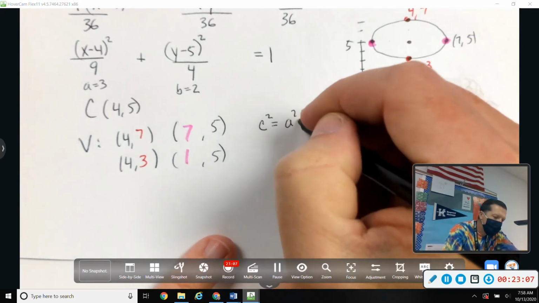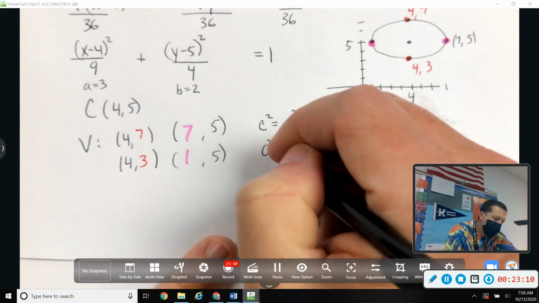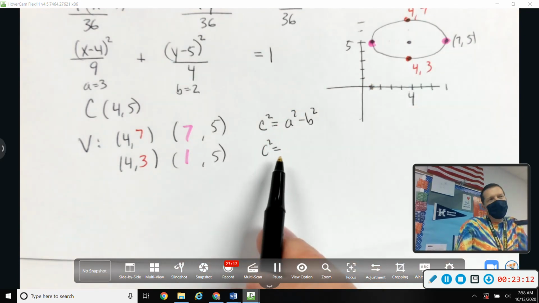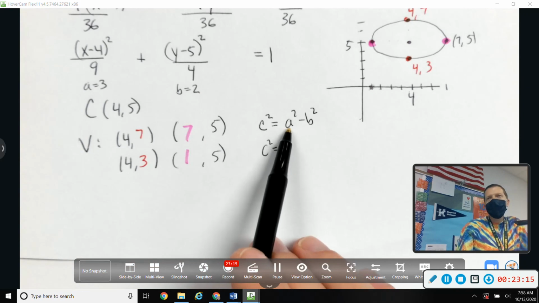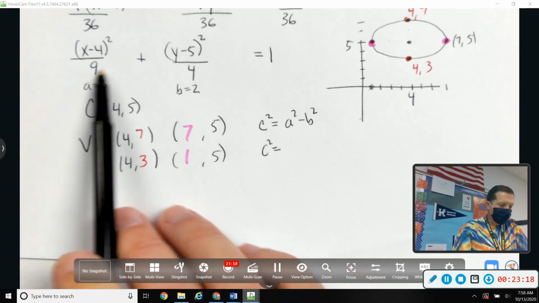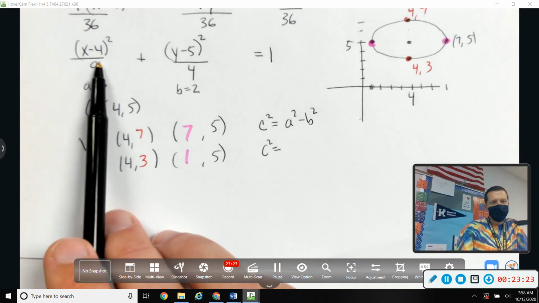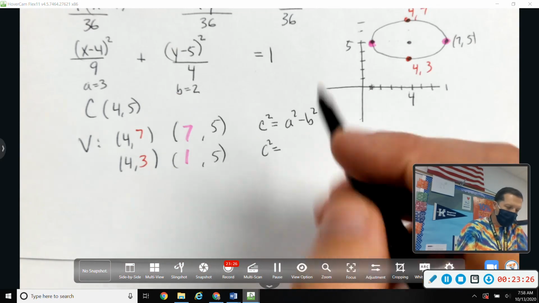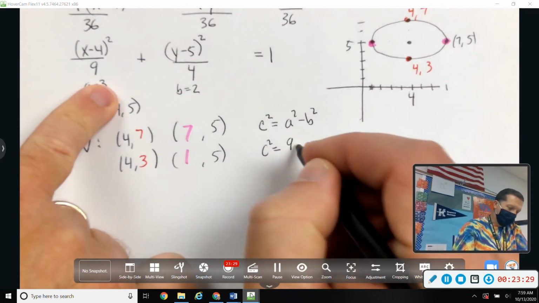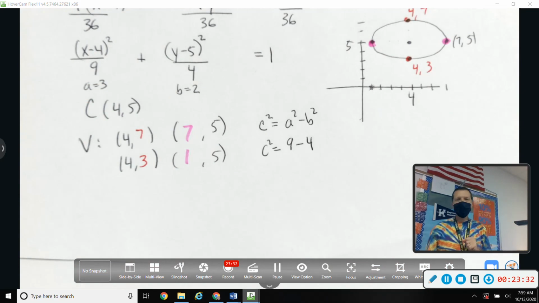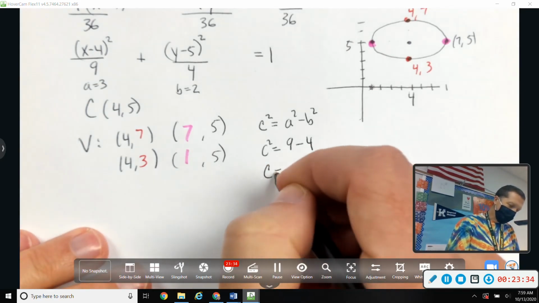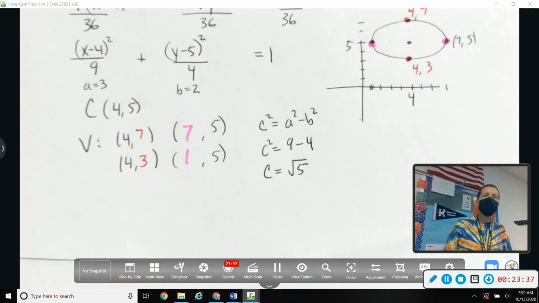c squared equals a squared minus b squared. And here's the only place that it matters that you know which one's a and which one's b, because you've got to do the big one minus the little one. So even if you get it backwards over here, it doesn't really matter as long as whatever's under x, you go in the x direction, whatever's under y, you go in the y direction. And when it comes to subtracting, you've got to do the big one minus the little one. So c is the square root of 5. That's not the foci, that's just the distance from the center to the foci.